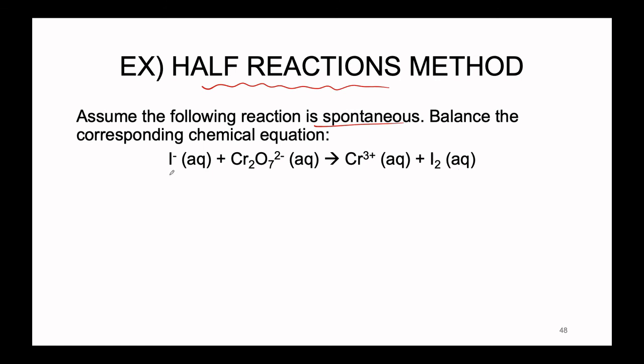So the oxidation number of I- is -1. The oxidation number of the chromium in this particular form of a chromate ion is +6. The oxidation number of the oxygen is -2. Oxidation number of chromium is +3. And the oxidation number of each of the iodines in I2 is 0.